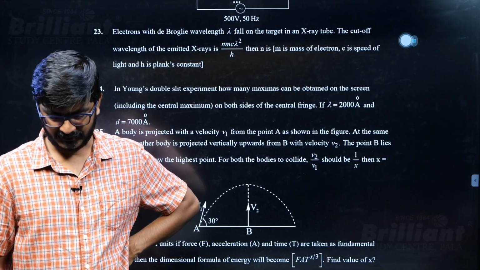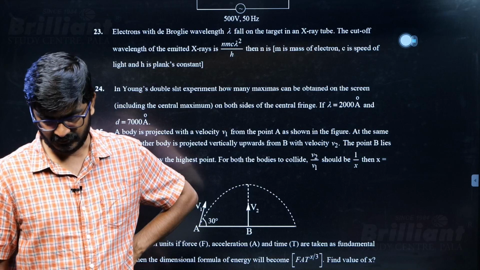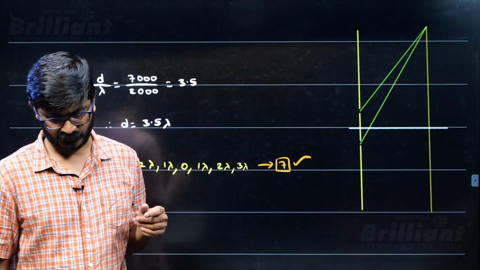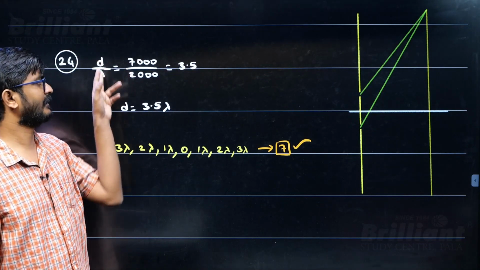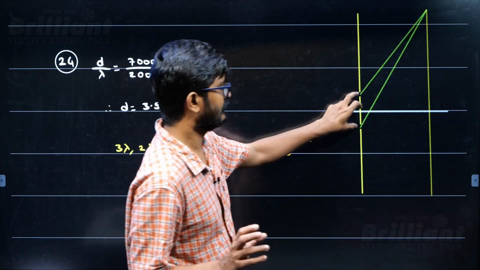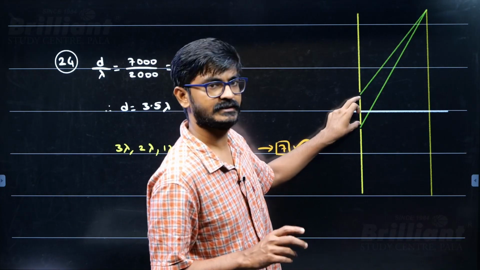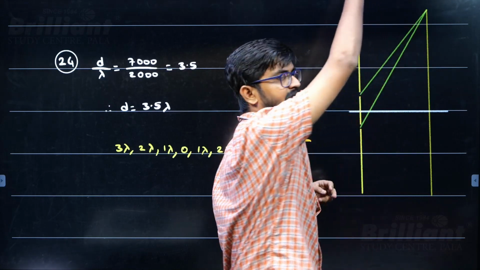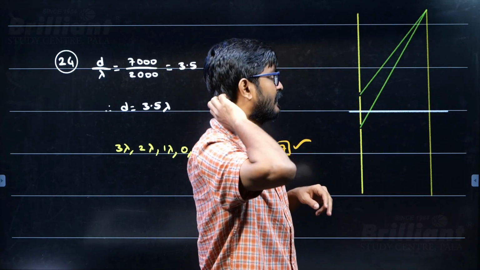In Young's double slit experiment, how many maxima can be obtained on the screen on both sides of the central fringe? Lambda is given, d is given. So what I am doing, I am finding d by lambda. d by lambda is 3.5, or d equals 3.5 lambda. Why am I doing that? If there are two slits here, there will be a bright fringe here. But when you keep going to infinity, what will happen to the path difference?